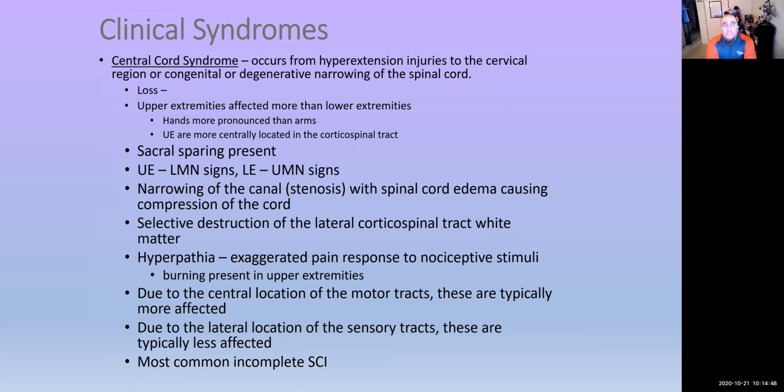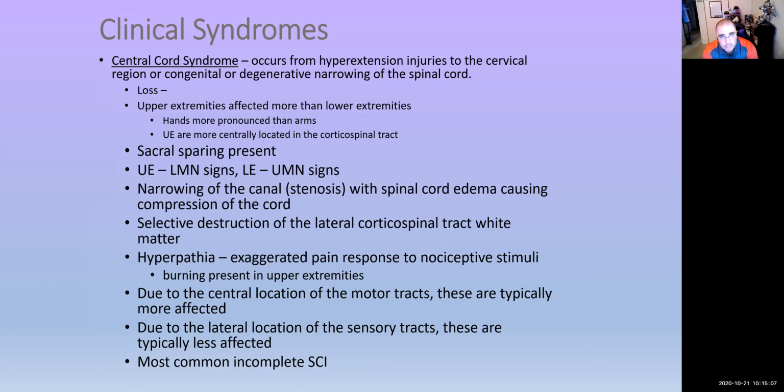So this is going to occur from injuries that go back like this, right? That means the center part of the spine is being squished and compressed. Sacral sparing is likely. Usually they're going to have bowel and bladder. This is where it gets weird with these patients.